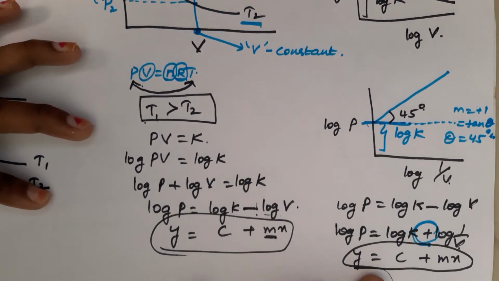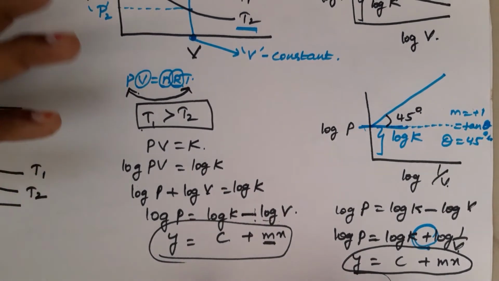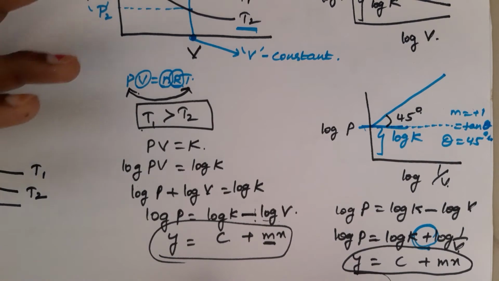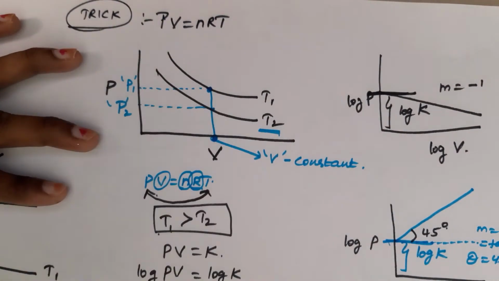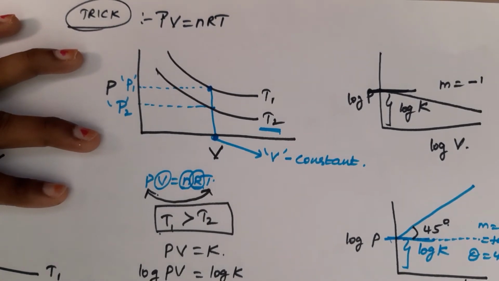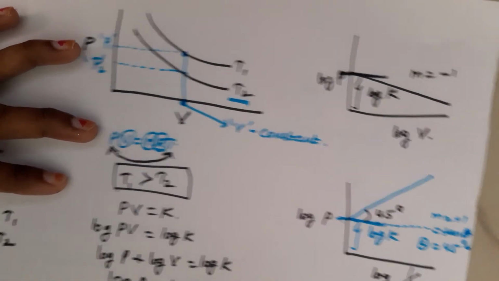These graphs are very simple, students. On remembering this simple trick, you can relate any relation. Remembering this ideal gas equation trick, we can easily remember the relation between any two. Okay, did you understand this?